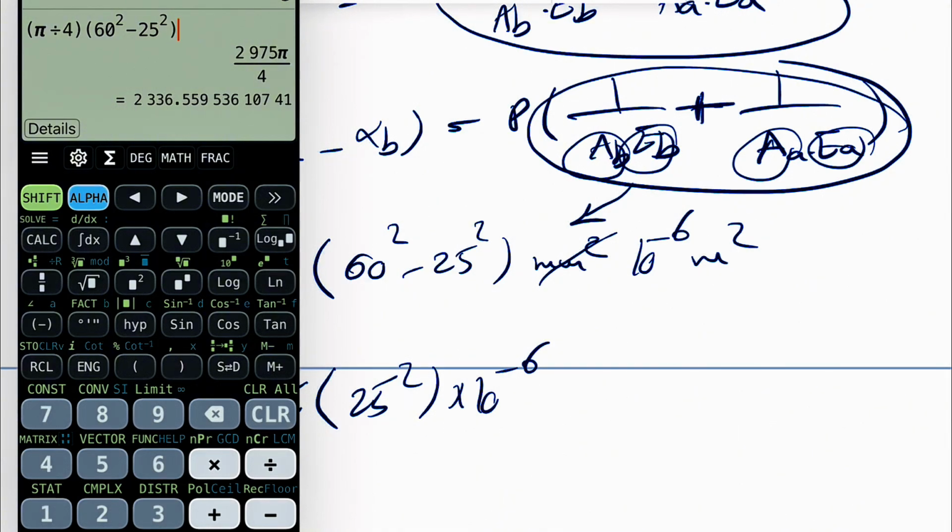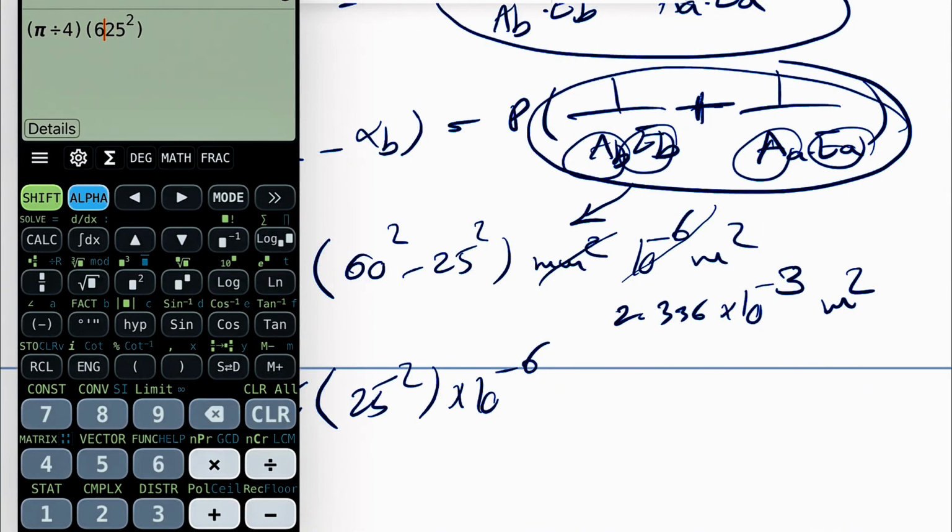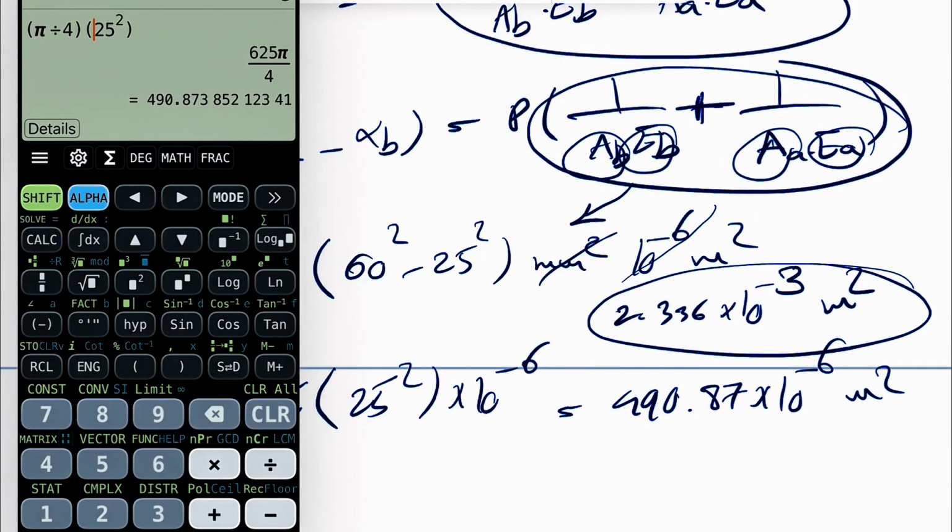So the aluminum area is going to be 2.336 times 10 to the minus 3. So we have 2000 that will be cancelled out with this, in meter squared, and the other one is just 25, which is going to be 490.87 times 10 to the minus 6, again meter squared. So we have the areas, and we have the elastic moduli.